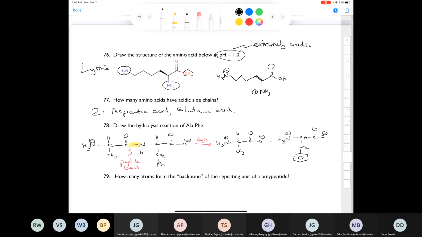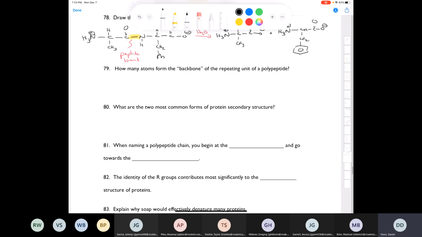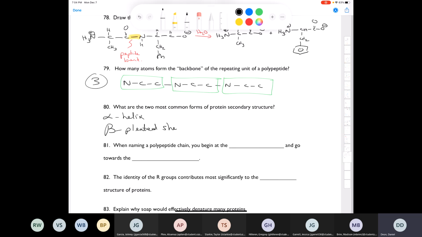How many atoms form the backbone of the repeating unit of the polypeptide? Well, the answer is 3, right? Because you always have N, C, C. I taught you that enough so that you should know that it's 3 atoms and then another 3 atoms and then another 3 atoms in a peptide. What are the 2 most common forms of protein secondary structure? That would be the alpha helix and the beta pleated sheet, both of which maintain their form by hydrogen bonding.